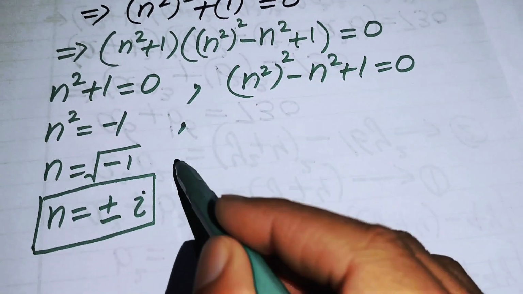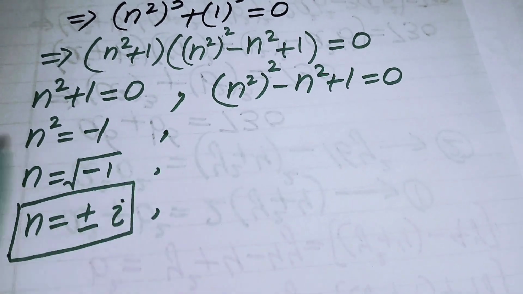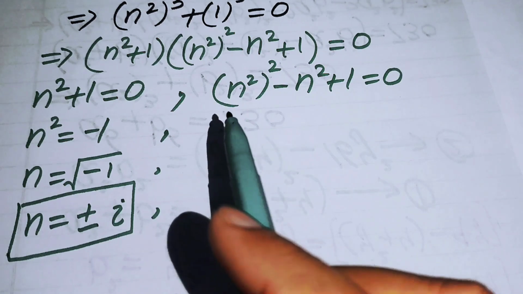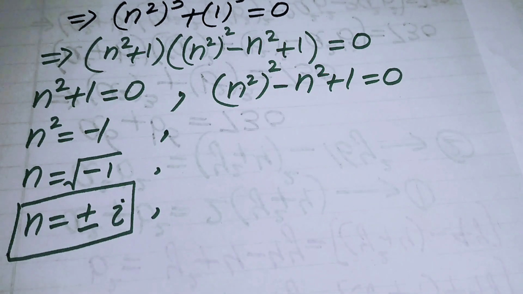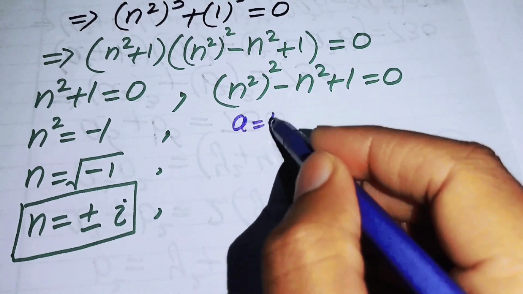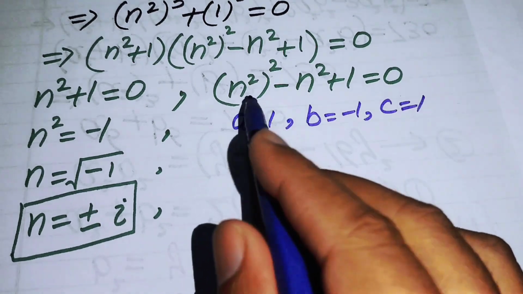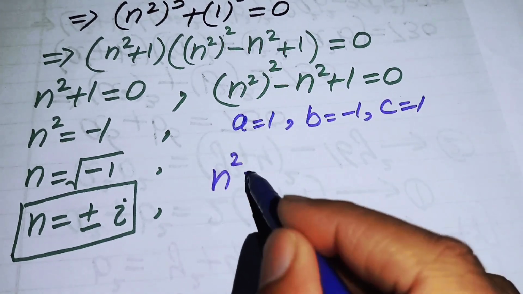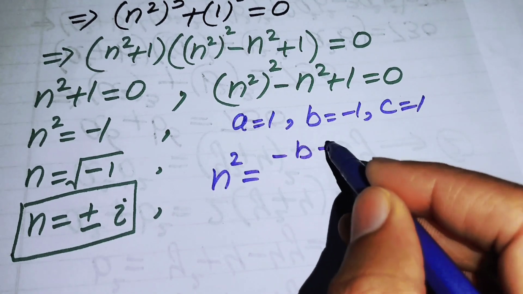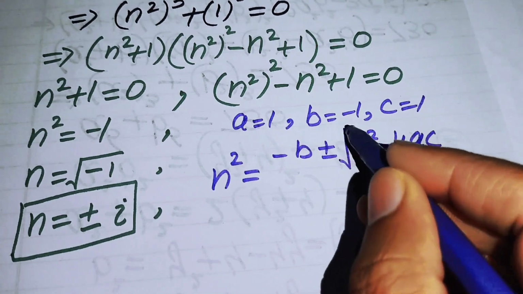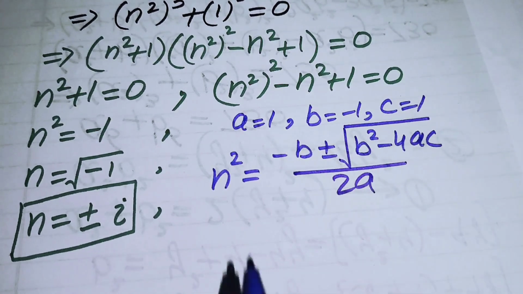So now we move towards this fourth order equation, so that you can see here this is quadratic in n squared variable. So now we can use here the nice quadratic formula, so that here we have the value of a equals 1, value of b is minus 1, and c is 1. So because it is quadratic in n squared, we can write here n squared, and you have minus b plus minus square root of b squared minus 4ac over 2a.